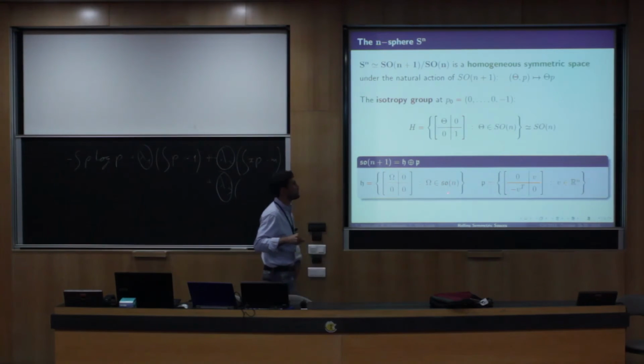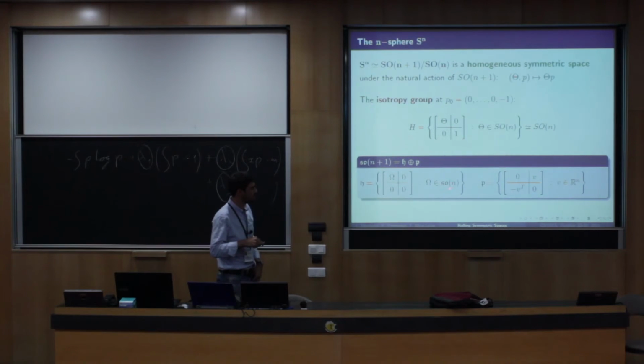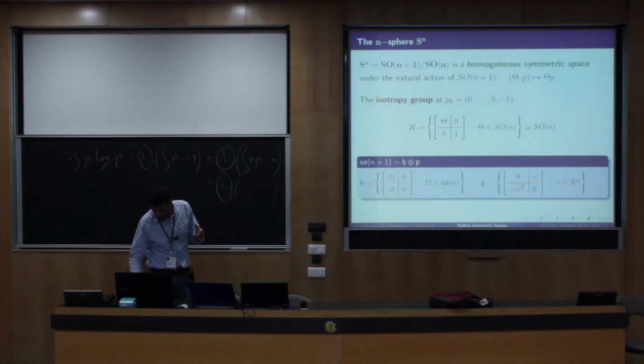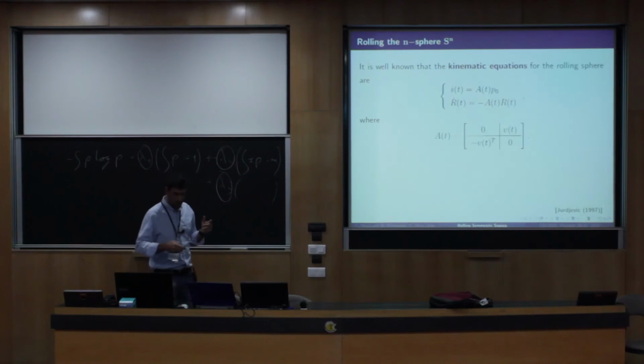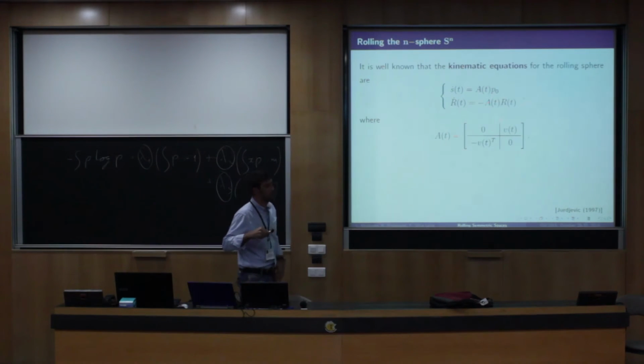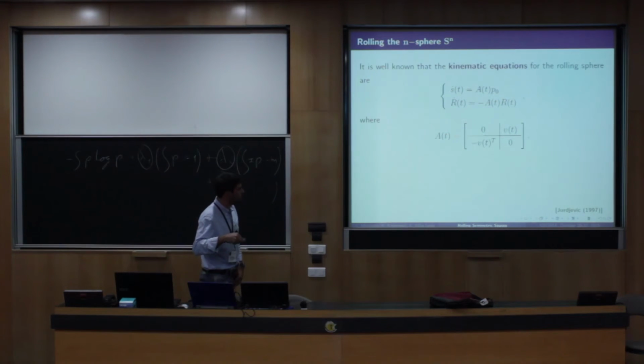the Lie algebra of skew-symmetric matrices n by n, and P is this subspace of matrices that are also skew-symmetric but have block diagonals equal to 0. Okay, so in this case, it is well known in the literature that the kinematic equations for the rolling sphere, that I'm not going to derive here, are very well known. You can check the paper of Jurdjevic from '97.